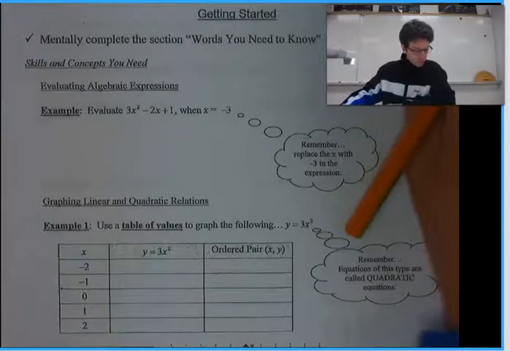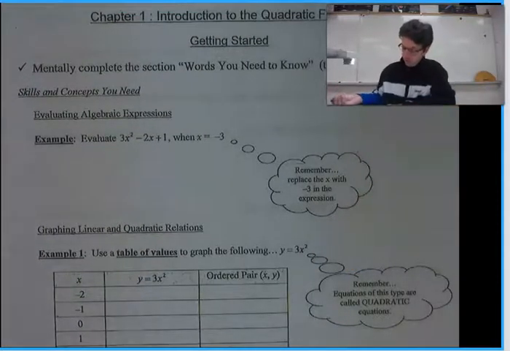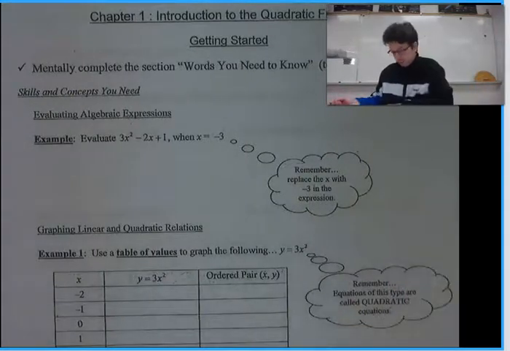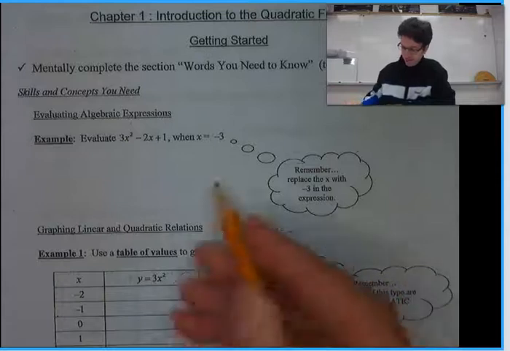All right, so quadratic functions. A couple things to go over. Some skills that we should remember, but it's fine if we don't. It's always good to review.